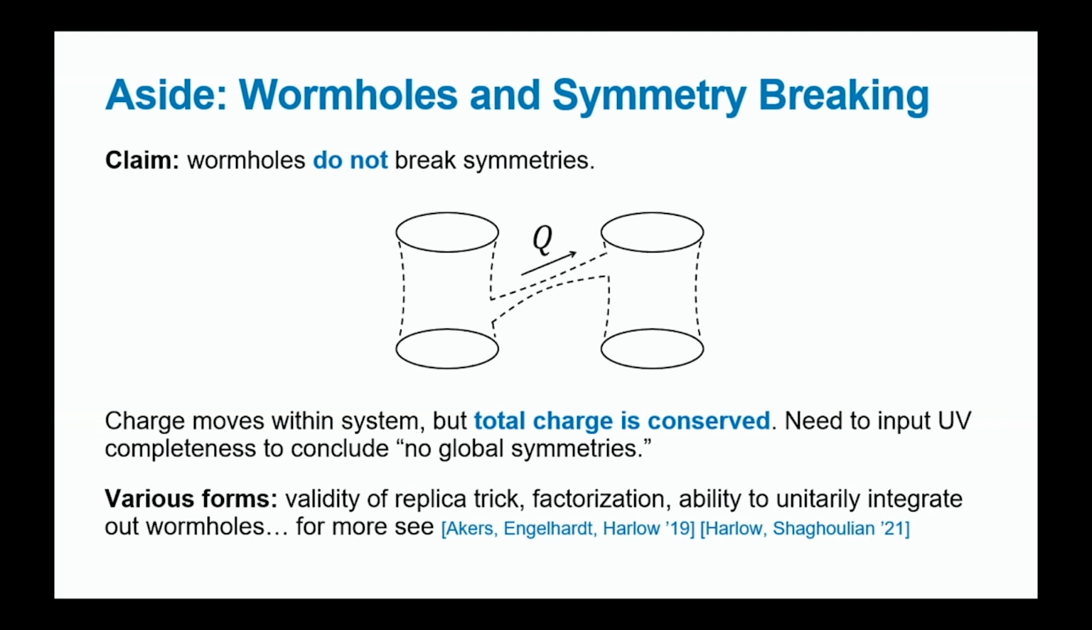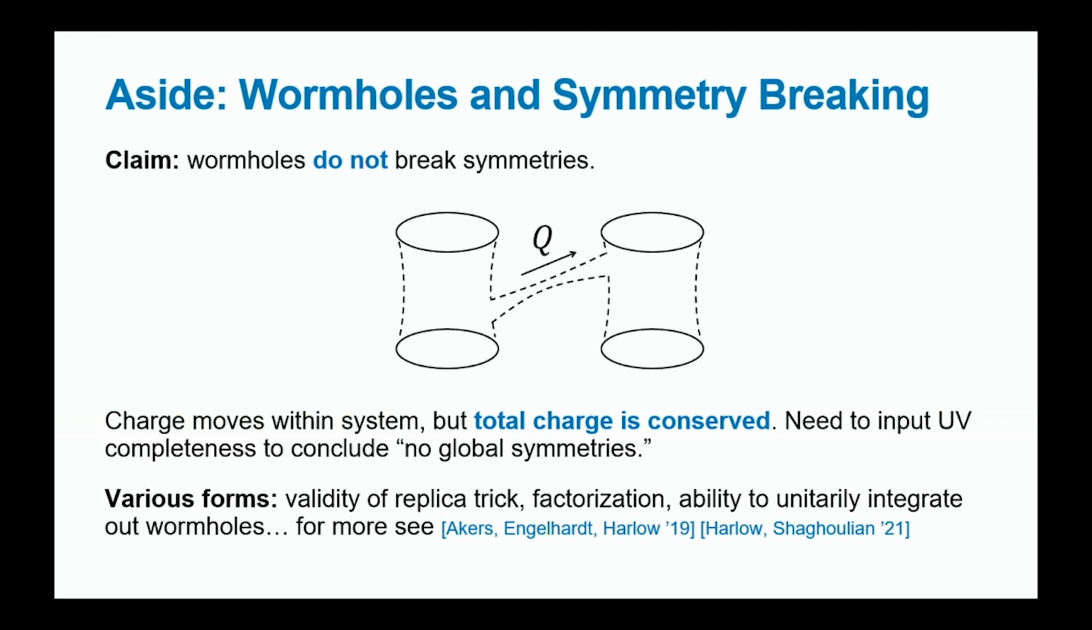Now, from the perspective of an observer in this universe, it looks like there's some violation of charge. But from a formal perspective, there's no violation of conservation of charge. The charge has moved within the system. In some sense, this is not so different from having, say, two pieces of metal. You put them next to each other, an electron goes from one to the other. The total charge is conserved. It just has moved.